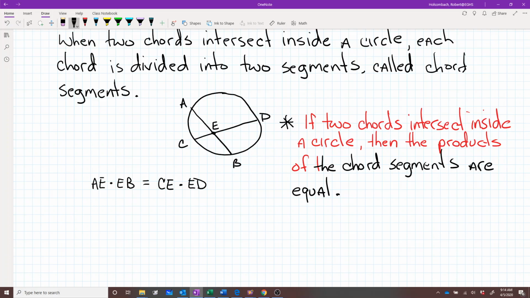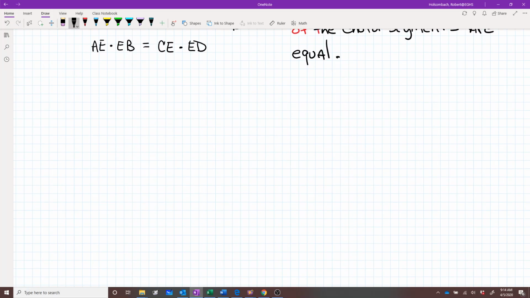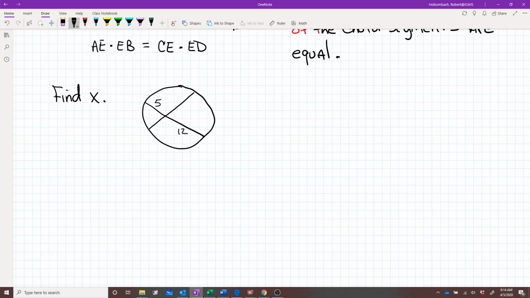So here we go with some example problems. And we are going to be finding the value of x in these problems. And our first problem looks like this. Circles aren't very good, but I just don't have the patience to wait for this software to draw them for me. All right, straight up, we got a segment of 5 and a segment of 12. You got a segment that's x units long and then a segment that's 10.